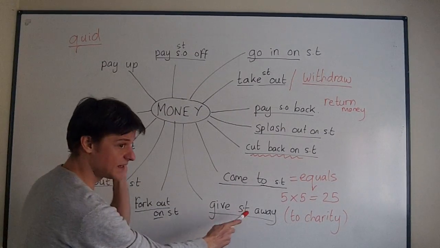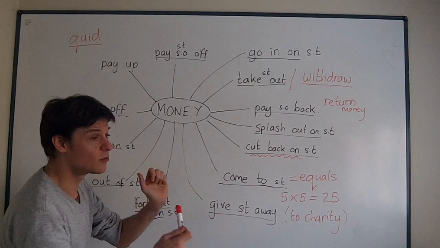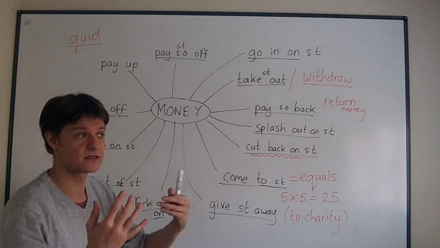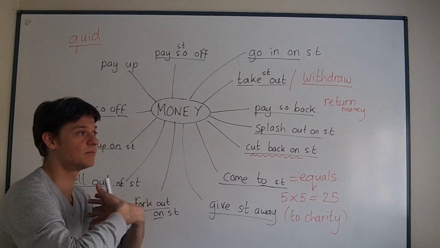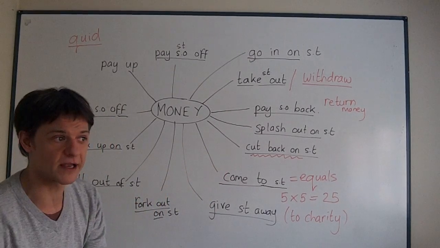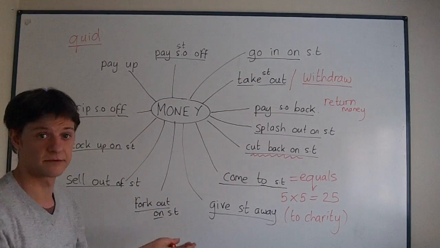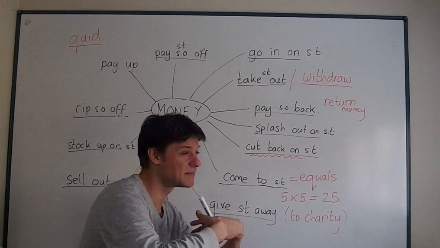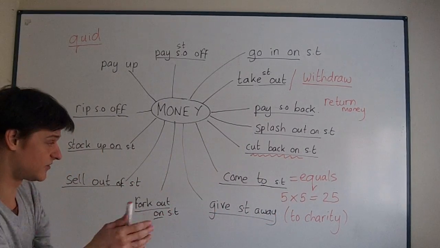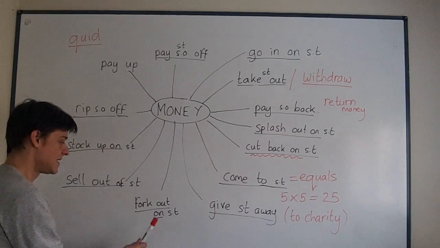There are some other meanings with this phrasal verb. It also means reveal a secret. For example, his accent gave him away as a foreigner. So give something away, it means reveal something about someone as well, but that's the second meaning.